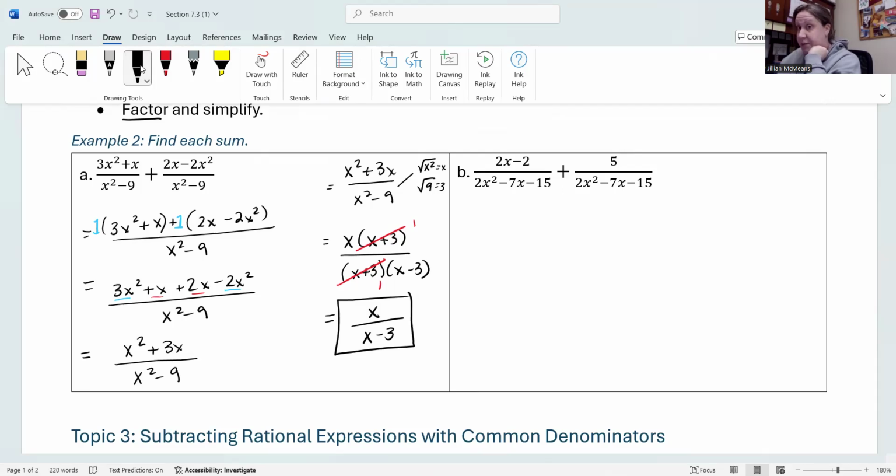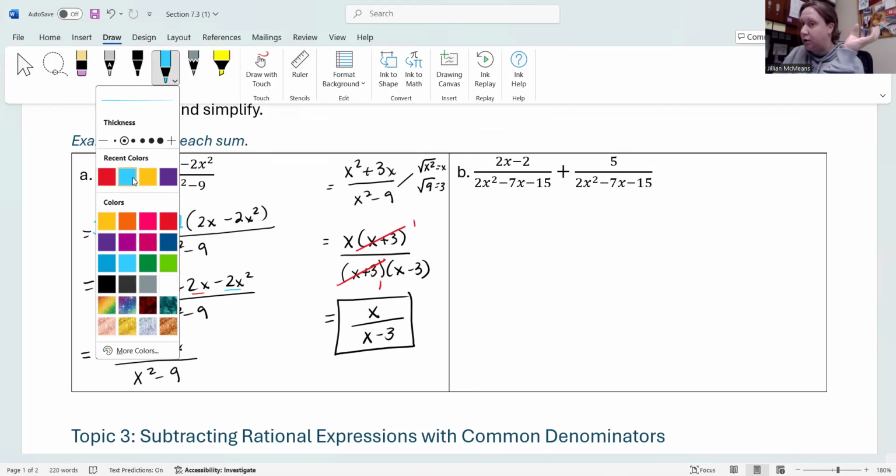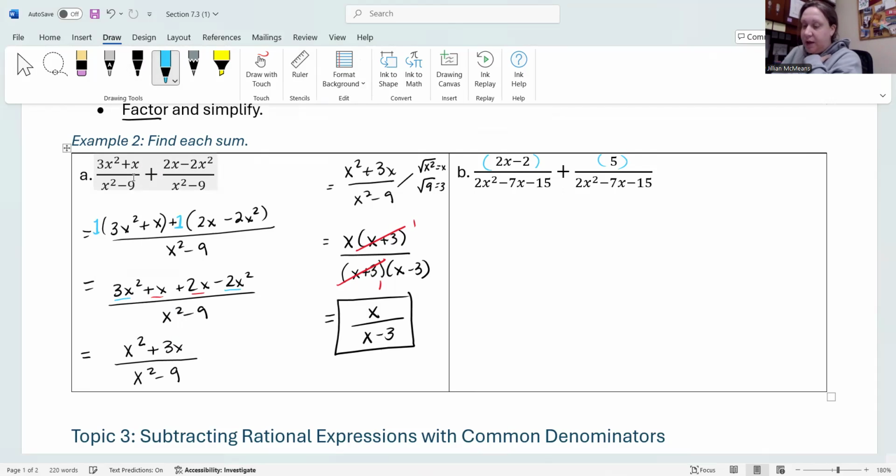Our numerators need to be added, so you have to remember, and this is especially important with subtraction, but I want to get you into the habit now. We have to add two polynomials, okay? So what we're really doing is taking those two polynomials, 2x minus 2 and 5, and we have to add those and put them over the common denominator of 2x squared minus 7x minus 15.